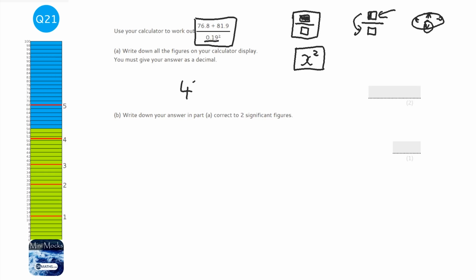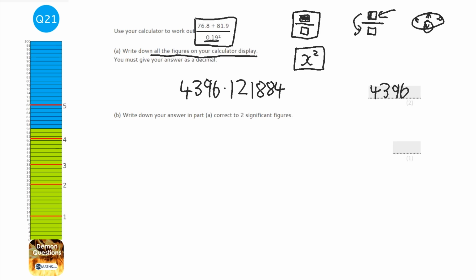and mine comes up with 4396.121884. Now, it might be tempting to try and round that, but it says it wants all the figures, so just put them all in. If your calculator's set to a mode which shows even more numbers, then normally six digits after the decimal point is more than enough. They won't require you to go to 100 or 200 decimal places. On this question, that's actually an exact amount.